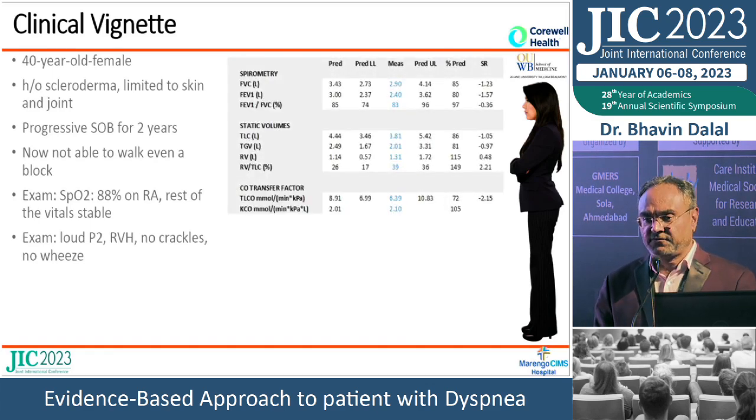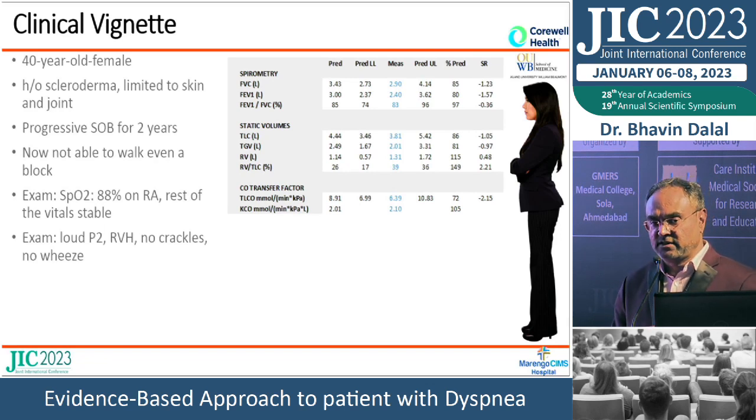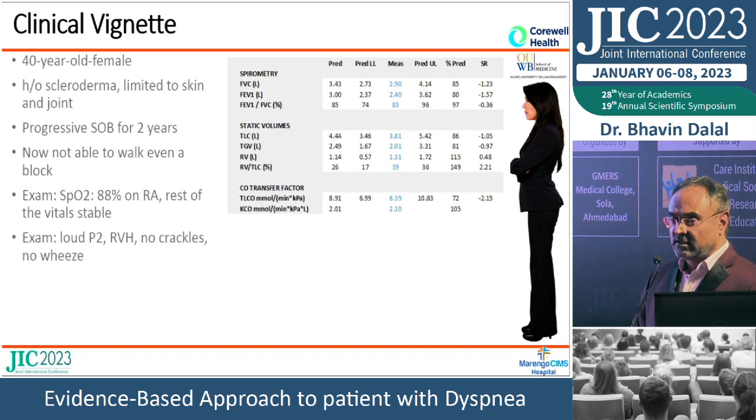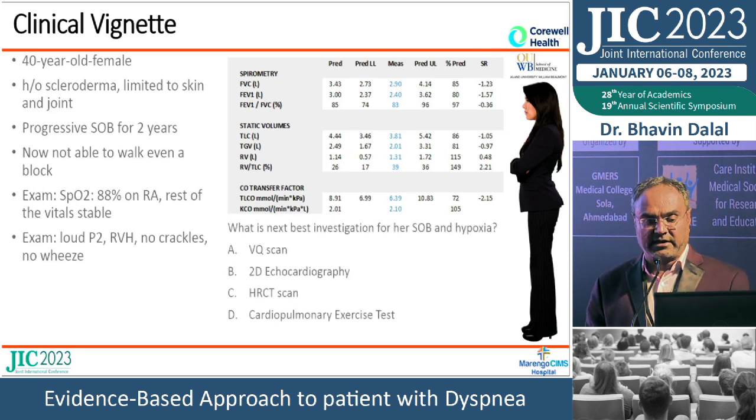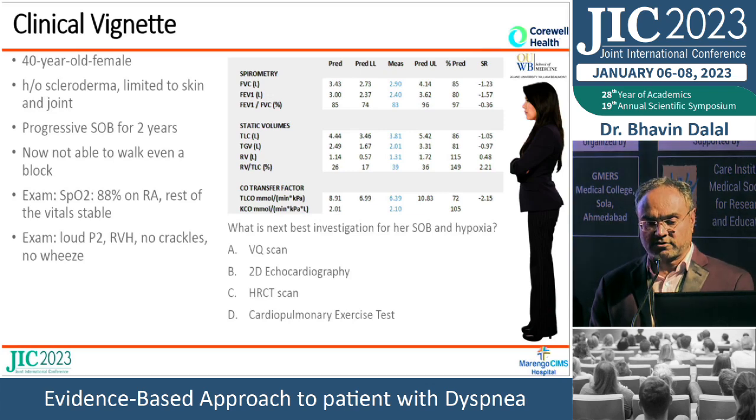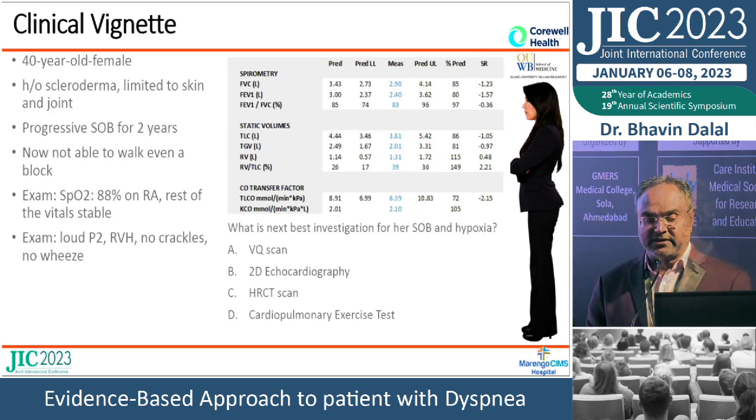This was the PFT. I will give you just a second to read the PFT data. Remember, the important parameters in the PFT to look at are FEV1/FVC ratio, FEV1, TLC, and DLCO. If somebody asks me, these are the 4 things I will take a look at. So if I show you the PFT data, the question is, what is the next best investigation for his shortness of breath and hypoxia? What is the next best investigation of choice?